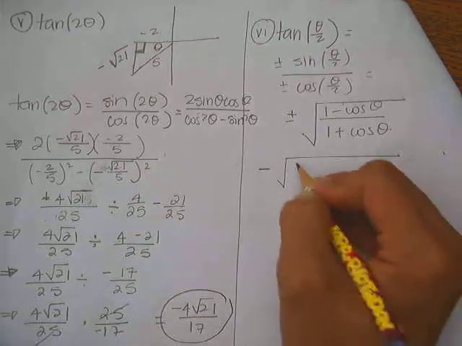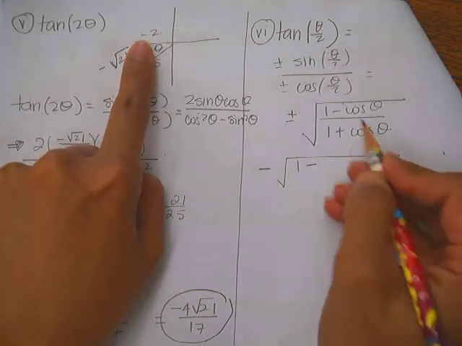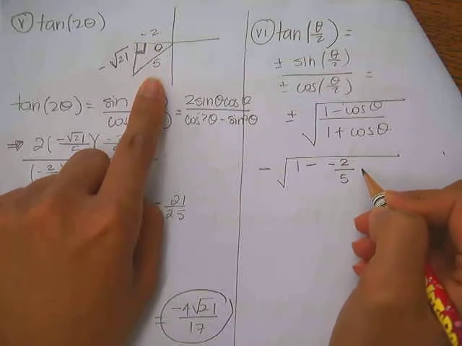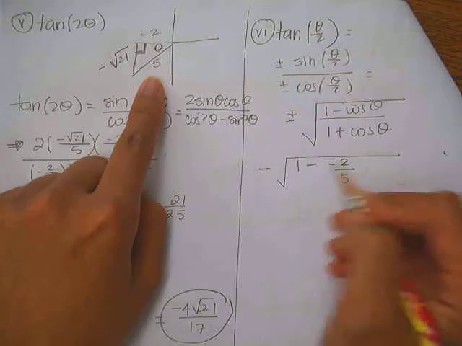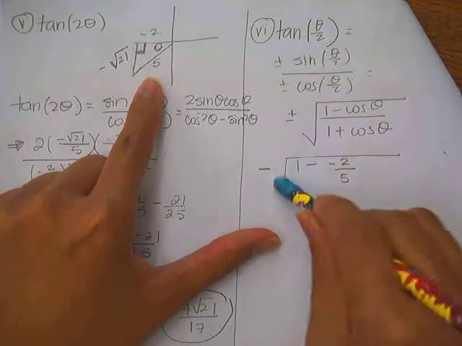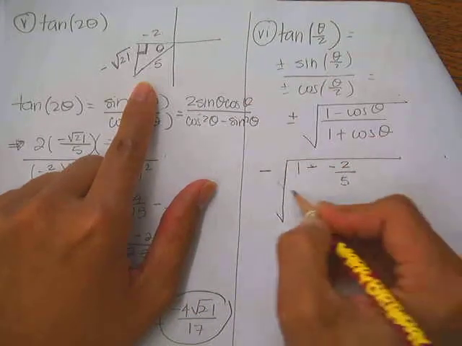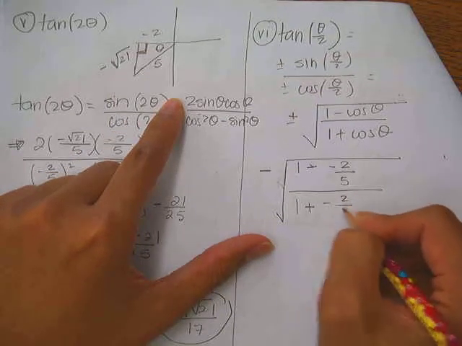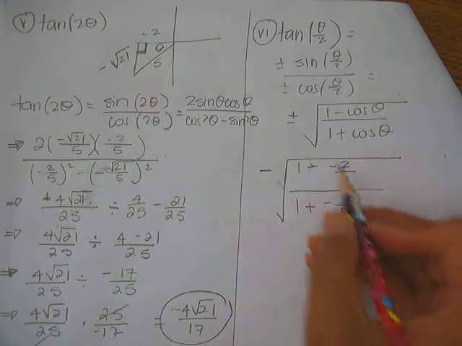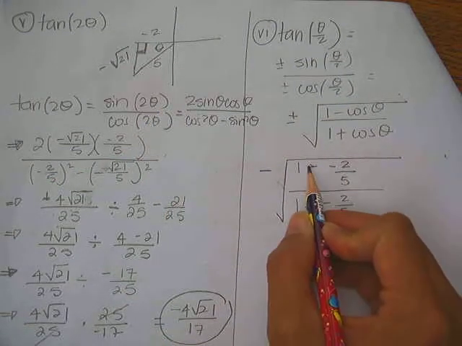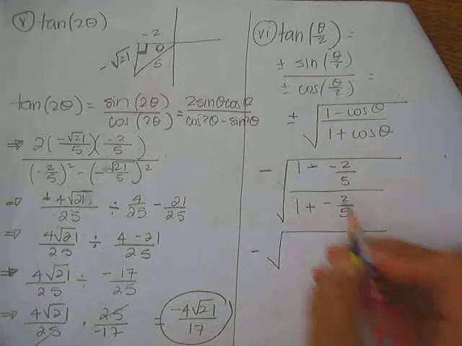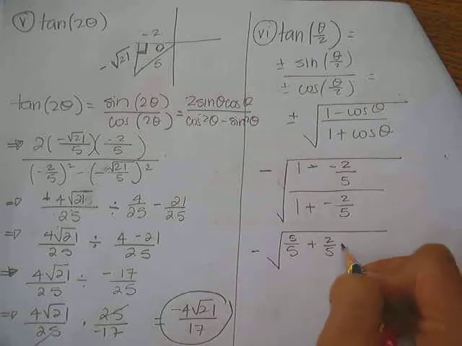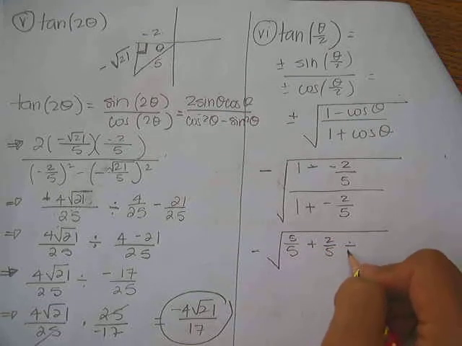1 minus cosine of theta. So here's theta, negative 2 over 5. That's what happens when I minus. Then I'm going to divide. I'm just going to make this radical a lot larger. There you go. 1 plus the cosine of theta again, so that's going to be a negative 2 over 5. So a negative and a negative will make it a positive. So negative is still in the front. I'm going to change it into 5 over 5. 5 over 5 plus 2 over 5, and divided by, I'm just going to write this division this way.